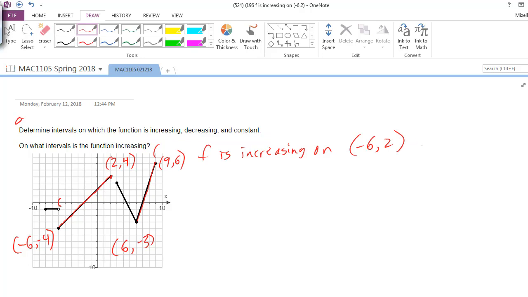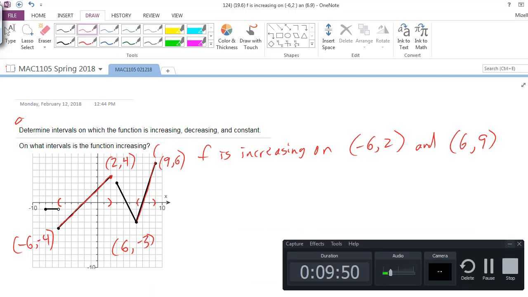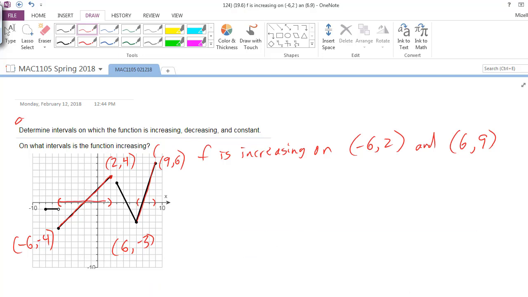So I'm going to say it's increasing on the interval from 6 to 9. So there are two portions of the x-axis where it's increasing. It's increasing on the interval from -6 to 2, and then it's increasing on the interval from 6 to 9. There we go. So those are the intervals where it's increasing.